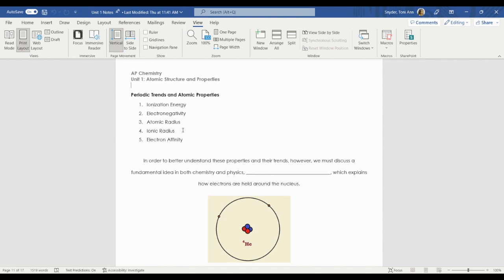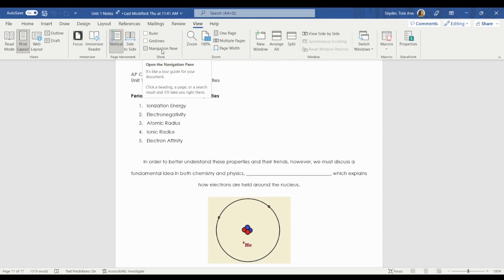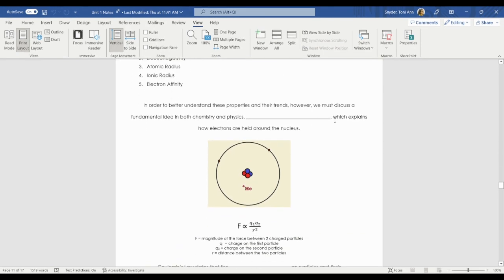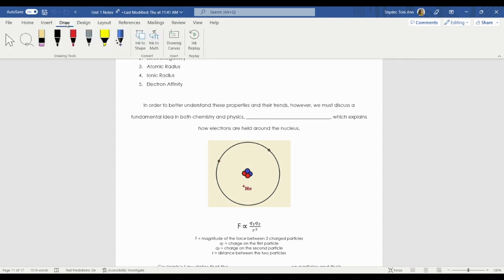In order to do that, there's something that we need to talk about first, and it's a real fundamental idea in all of chemistry. In order to better understand these properties and their trends, we must discuss a fundamental idea in all of chemistry and in physics, and that's what we know as Coulomb's law. So let's go ahead and get this written down here. This is known as Coulomb's law.